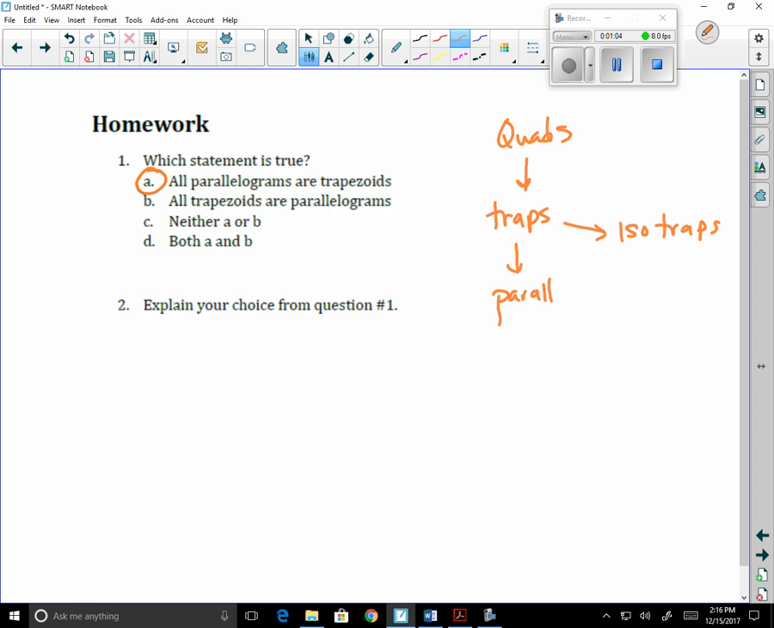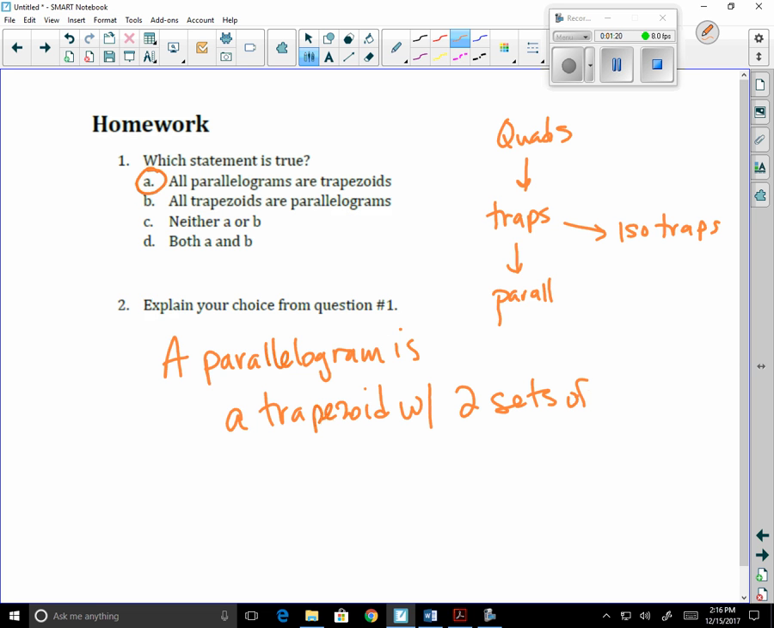So explain your answer from question number one: a parallelogram is a trapezoid with two sets of parallel sides. That's what makes it special and not just a plain old trapezoid. Let's look at the proof.